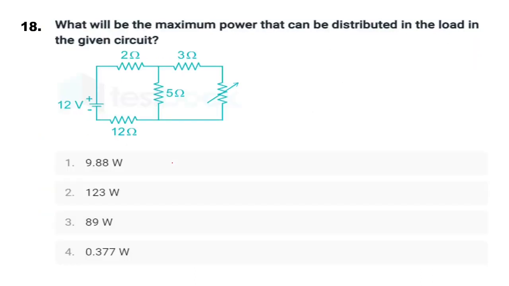Then we'll go to the next question, question number 18. What will be the maximum power that can be distributed in the load in the given circuit? So what is the maximum power that can be distributed to the load here? So this is the load RL, and what will be the maximum power? Now again, for this we have to find out the Thevenin's voltage, we have to find out the Thevenin's resistance, and then we have to find out the maximum power.